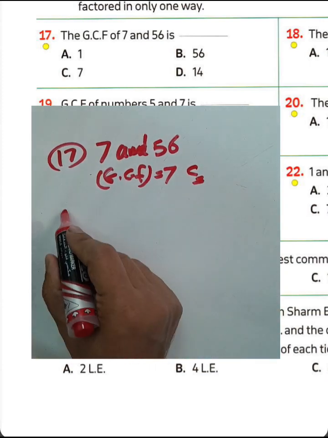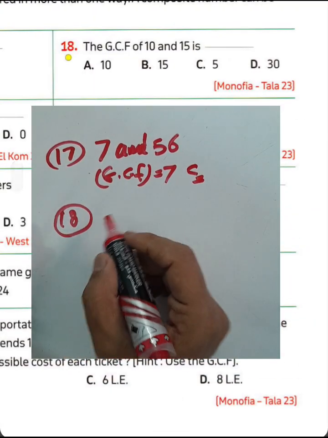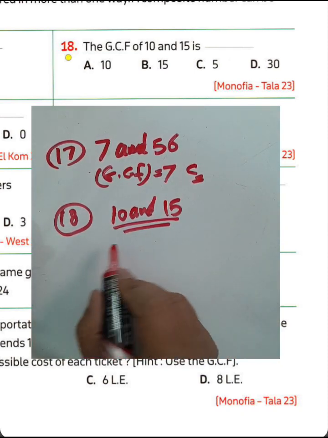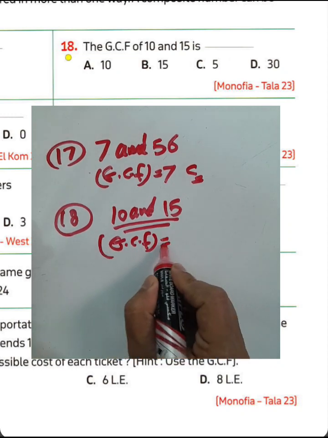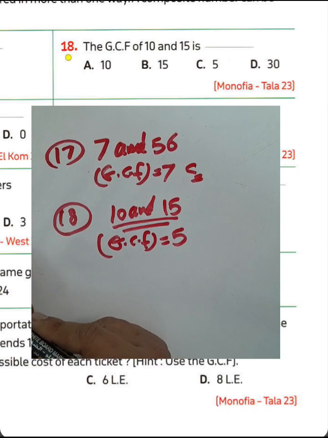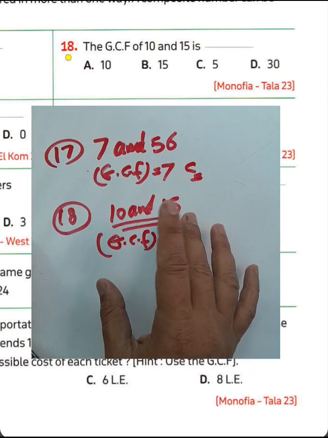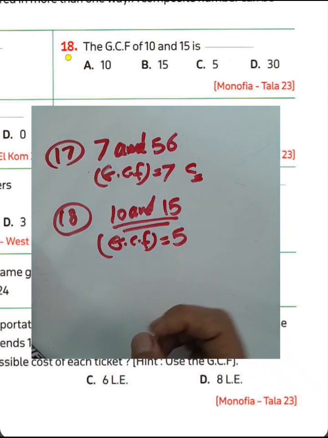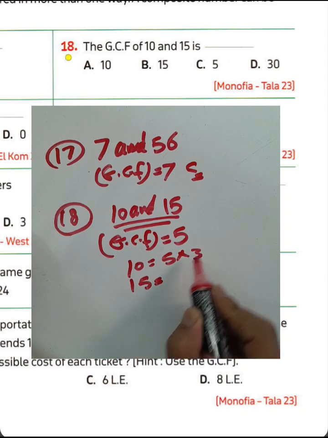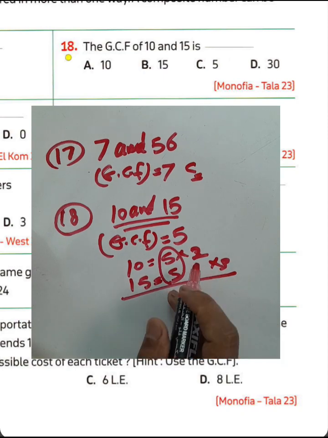Question 18. The greatest common factor of 10 and 15. 10 and 15 can be divided by 5. Then the greatest common factor between the two numbers will be what? It will be 5. Understood? It's the highest common factor between two numbers. Both numbers can be divided by 5. It's the greatest number. Or you can write 10 equals 5 times 2 and 15 equals 5 times 3. The common factor between them will be 5.